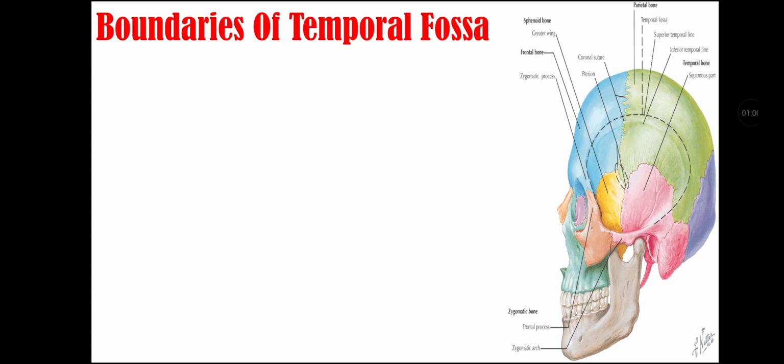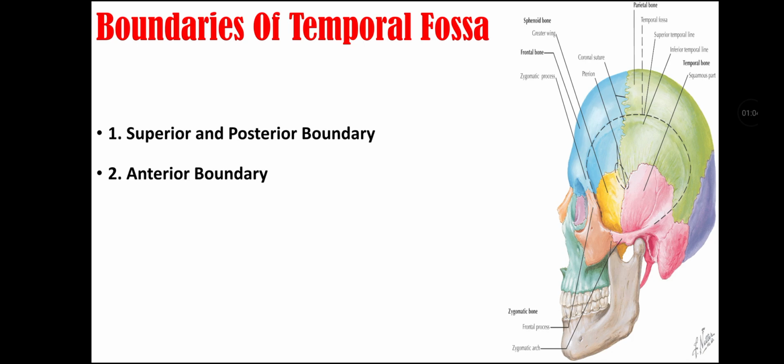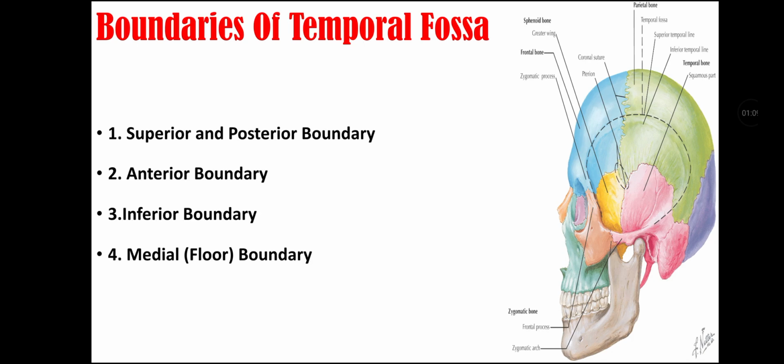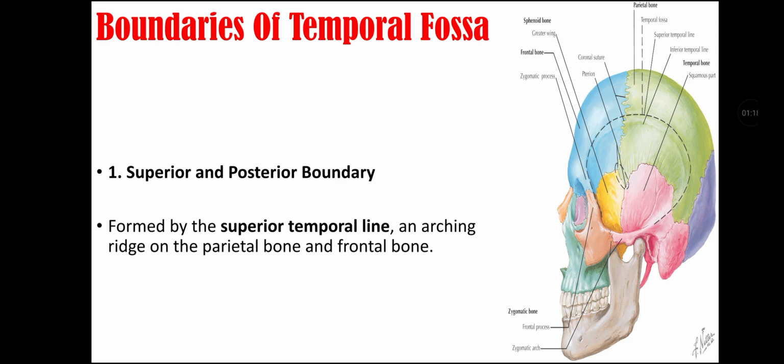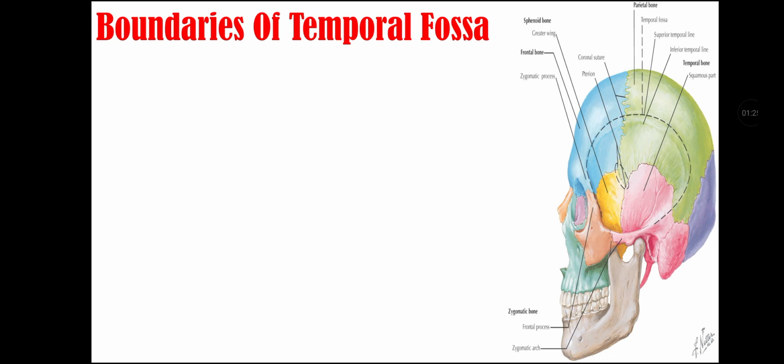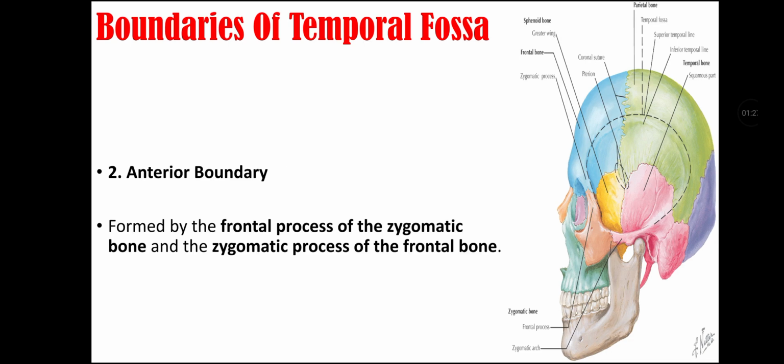Boundaries of temporal fossa. Boundaries of temporal fossa are: first is superior and posterior boundary, then it has anterior boundary, third is inferior boundary, and fourth is medial boundary or floor, and lateral boundary or roof. So first is superior and posterior boundary. Superior and posterior boundary is formed by the superior temporal line, that is an arching ridge on the parietal bone and frontal bone. Anterior boundary is by frontal process of zygomatic bone and zygomatic process of frontal bone.